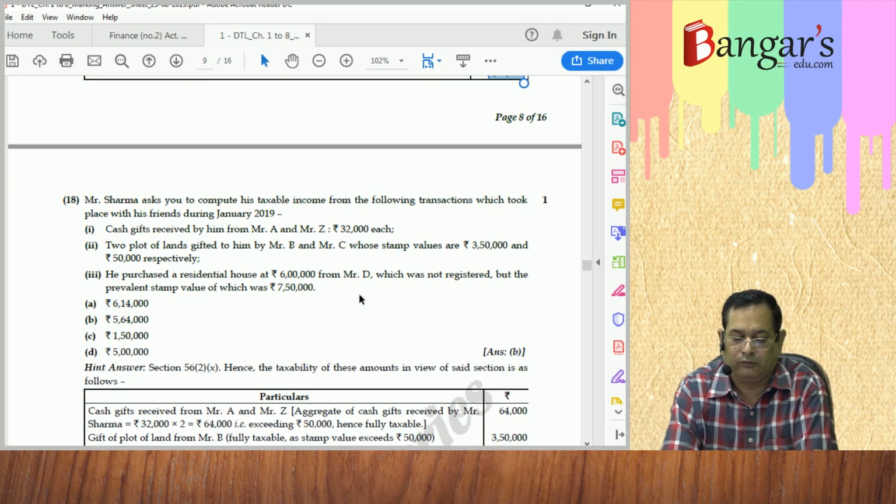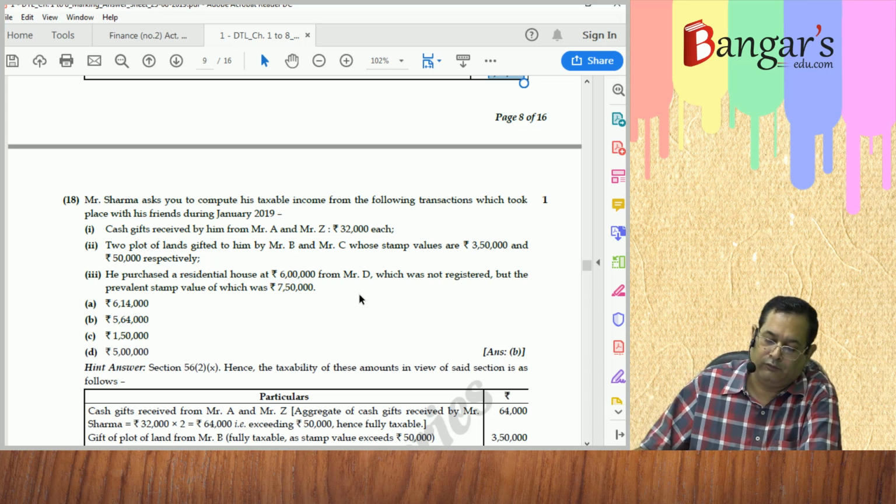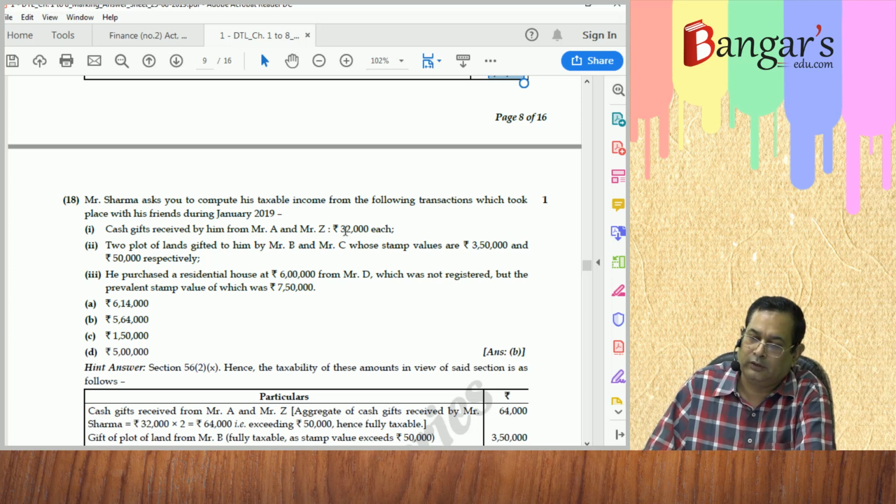Then next is Mr. Sharma asks you to compute his taxable income from the following transactions which took place with his friends. Cash gift has been received from two friends, 32,000 each. The same will be taxable under 56(2)(x). Two plots of land gifted by Mr. B and Mr. C whose stamp duty value is 3,50,000. The one plot will be taxable. The other one will not be taxable since SDV does not exceed rupees 50,000, sorry.